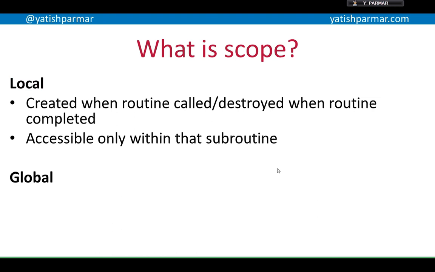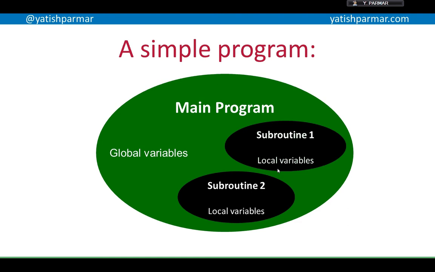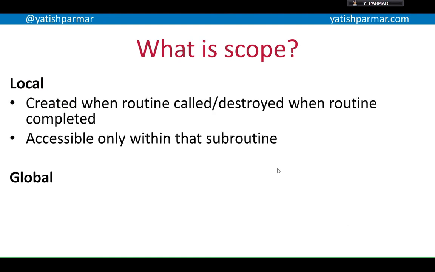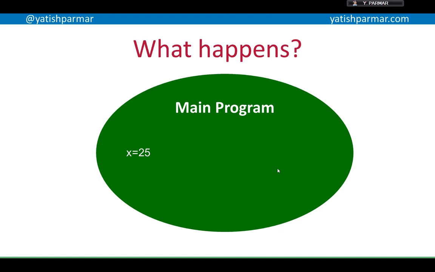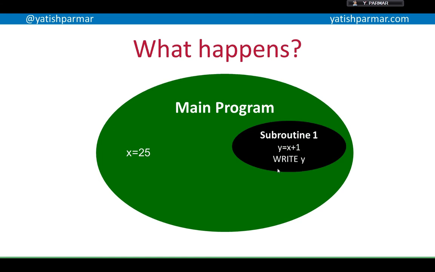Going back to my diagram, just thinking in the context of your course where you've got global variables and local variables. Global variables are available throughout your source code, and they persist while the program is running. So if you think about a program where I've got this global variable x, which is being assigned a value of 25. When I call subroutine 1 and it's got a line of code that says y equals x plus 1 and then write y, what is the value of y going to be? In this case 26, because x equals 25.